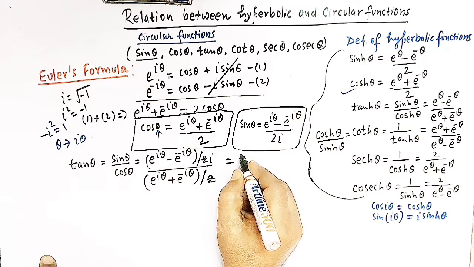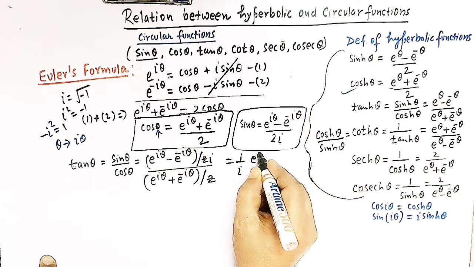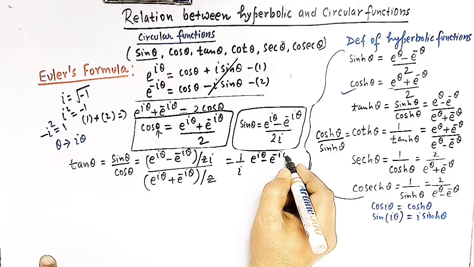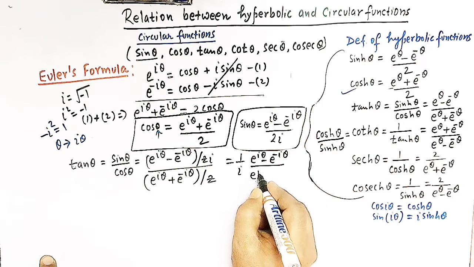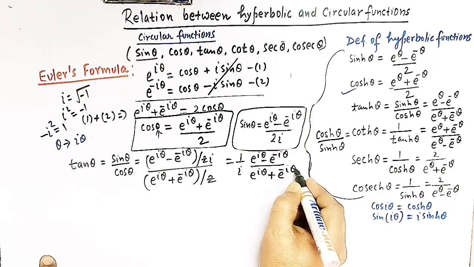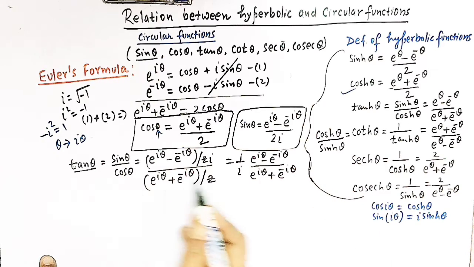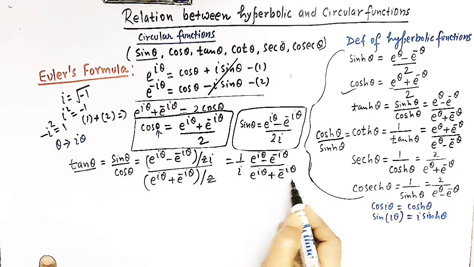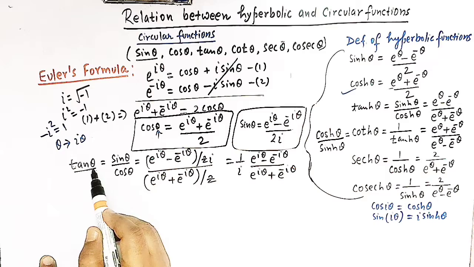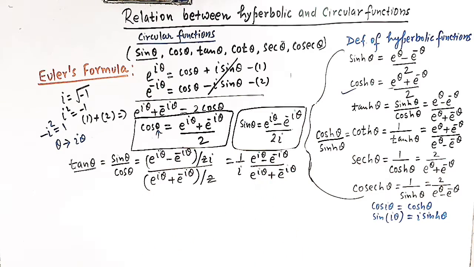So we are now left with 1 over iota. Then we have e raised to i theta minus e raised to minus i theta divided by e raised to i theta plus e raised to minus i theta. So the expression for tangent theta is given by this expression. So now let us replace this theta by iota times theta.